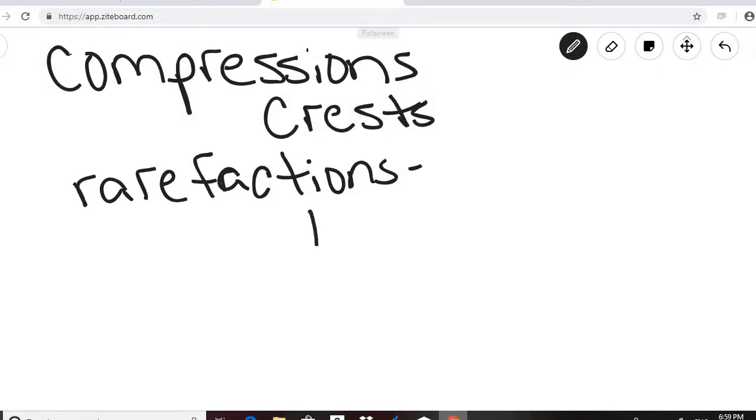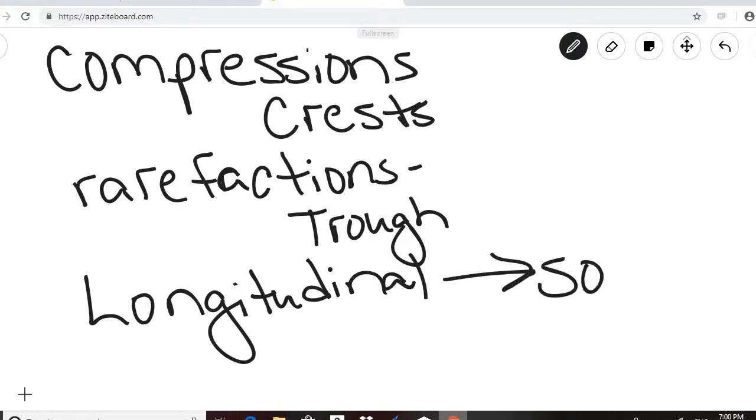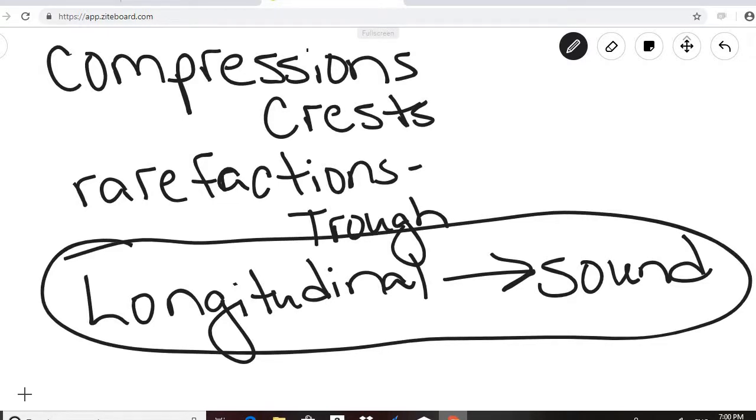The rarefactions then would be considered the trough of the wave, and we're going to look at this in more detail later. But we see these compressions and we see these rarefactions in a slinky. But the other thing to realize, and I'll show you this in a little bit, is that an example of a longitudinal wave is sound waves. And an example of a transverse wave is light, a light wave. So we're going to be doing sound today, so keep in mind that sound is an example of a longitudinal wave.